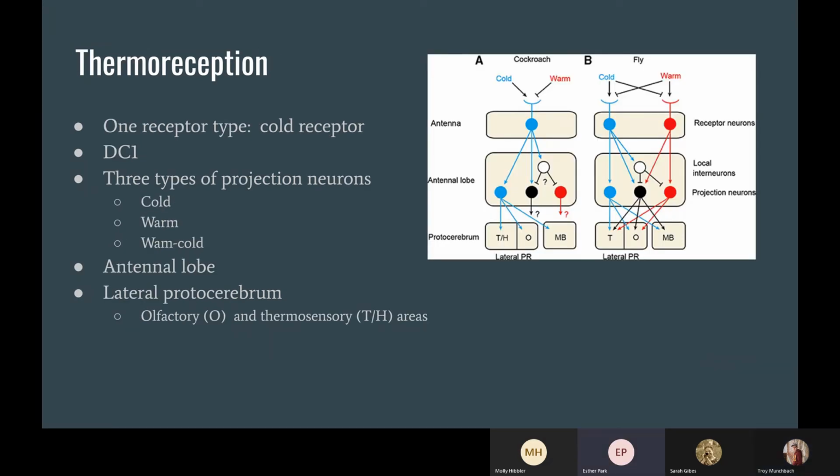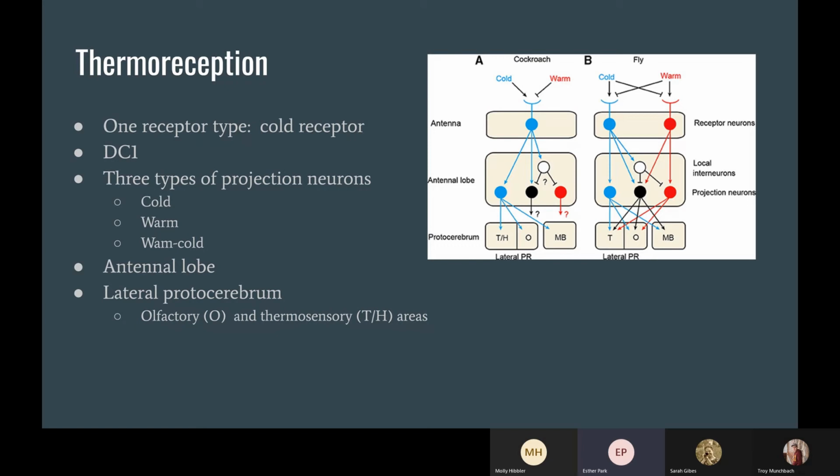The information regarding thermoreception in termites is also very limited, so we researched cockroaches. Cockroaches use their antenna as a thermosensory system, and they only have one receptor type called the cold receptor, which is used to provide both cooling and heating information. They are excited by cooling and inhibited by warming.